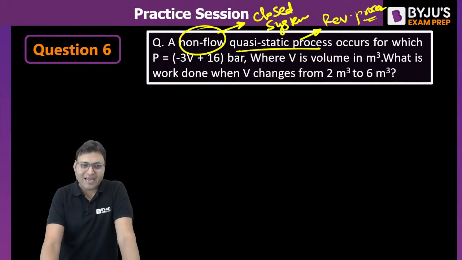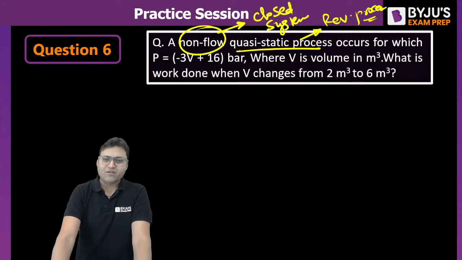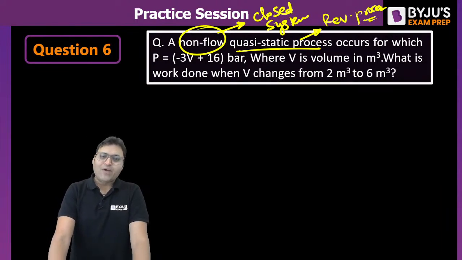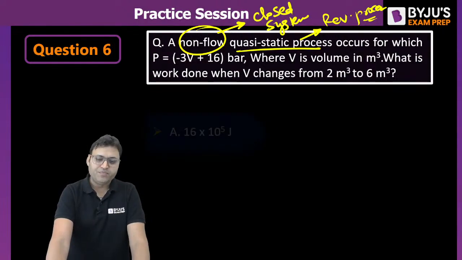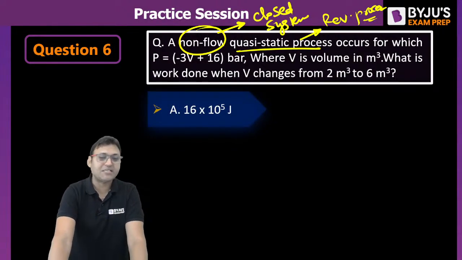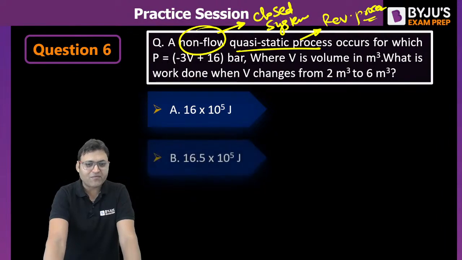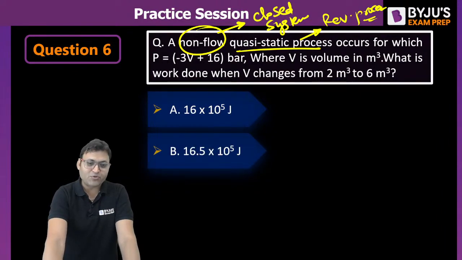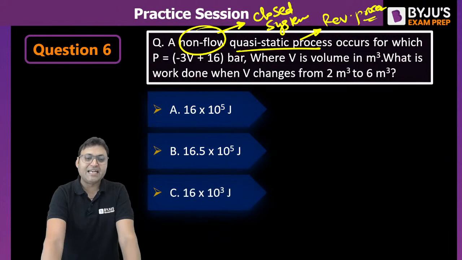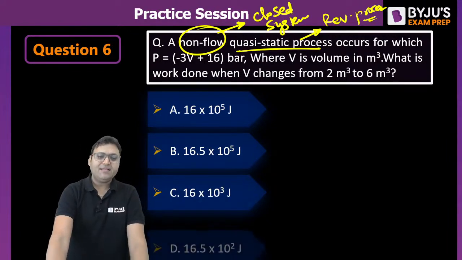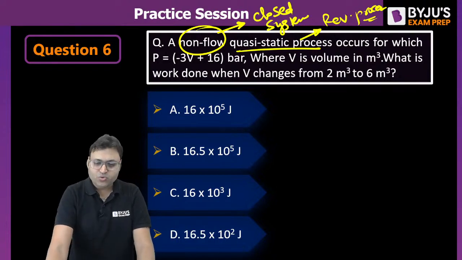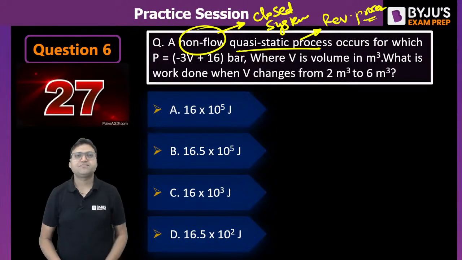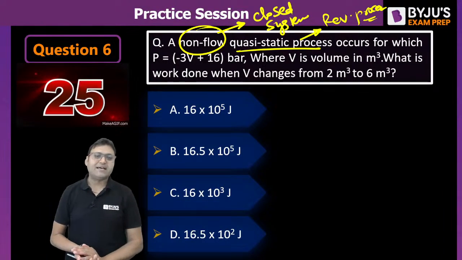The process occurs for which the pressure varies with volume given by the expression, where V is the volume. What is the work done when the volume changes from 2 meter cube to 6 meter cube? The options are 16 into 10 to the power 5 joule, 16.5 into 10 to the power 5 joule, 16 into 10 to the power 3 joule, and the last option says 16.5 into 10 to the power 2 joule. What is the answer?